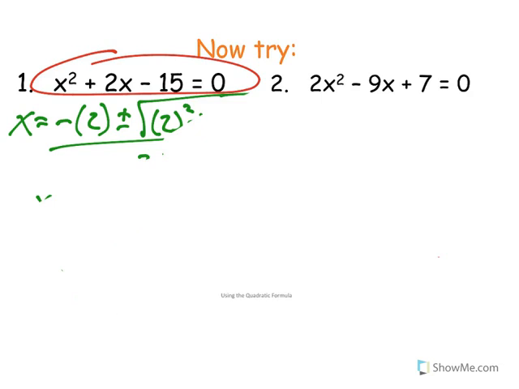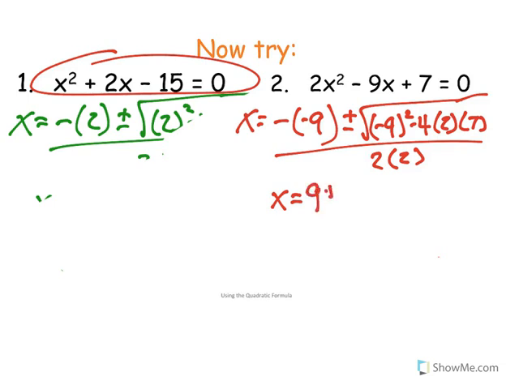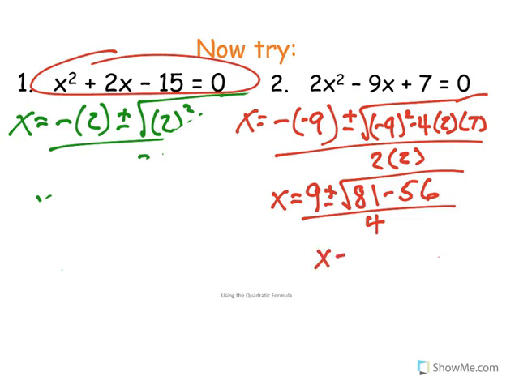It's just substitution, right? So I've got x equals negative b, which is negative 9, plus or minus the square root of negative 9 squared, minus 4 times 2 times 7. And that's all going to be divided by 2 times a, which is 2. So negative 9, or really the opposite of negative 9, is positive 9, plus or minus negative 9 squared, which is 81. Negative 4 times 2 is negative 8 times 7 is negative 56. And that's all going to be divided by 2 times 2, which is 4.